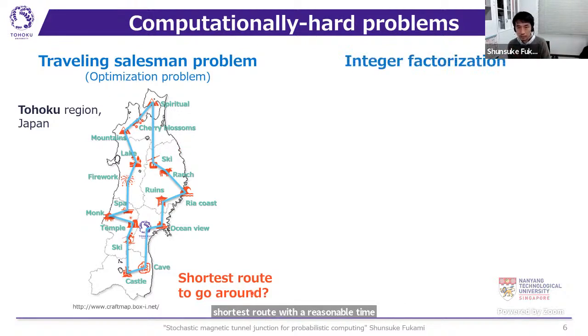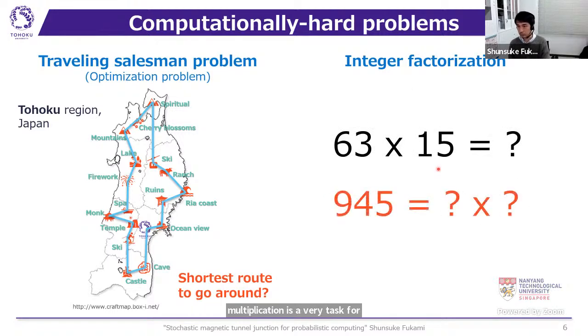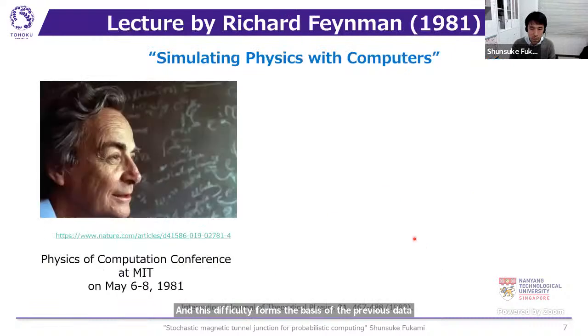Okay, and one more famous computationally hard problem is integer factorization. As you know, multiplication is an easy task for today's computers, but the inverse process, integer factorization, is difficult for today's computers. And this difficulty forms the basis of today's data encryption technologies, as the previous speaker mentioned.